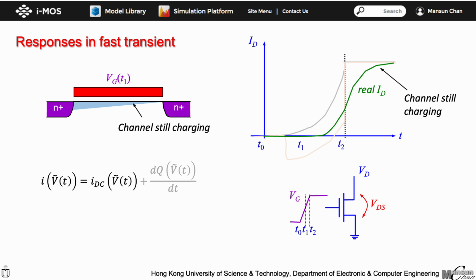After the ramp stops at T2, the channel charge is still not yet at equilibrium. So the channel keeps charging until the direct current reaches the equilibrium value and the charging current will go to 0.